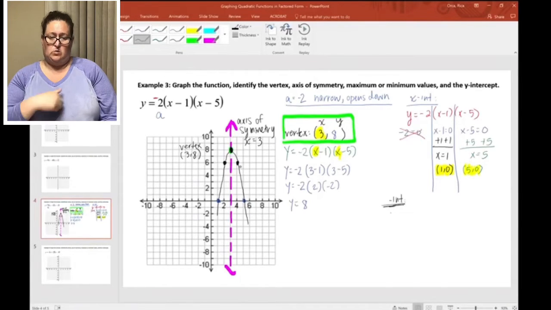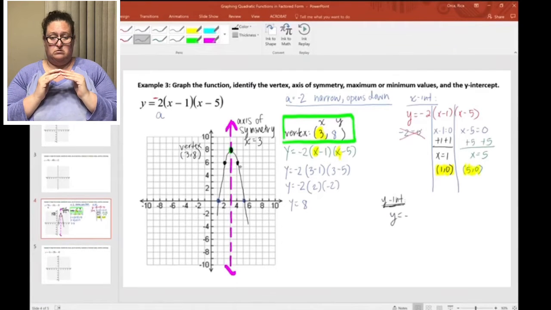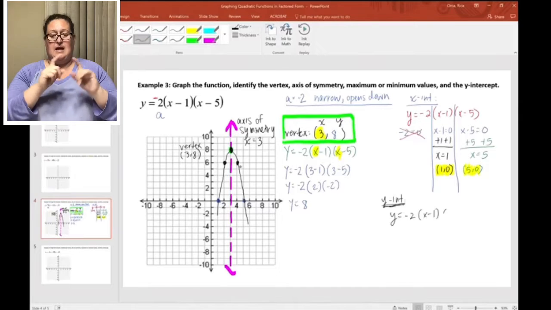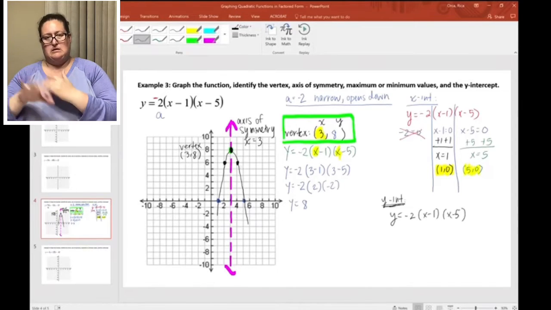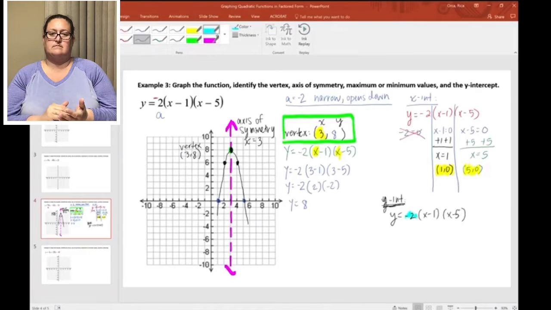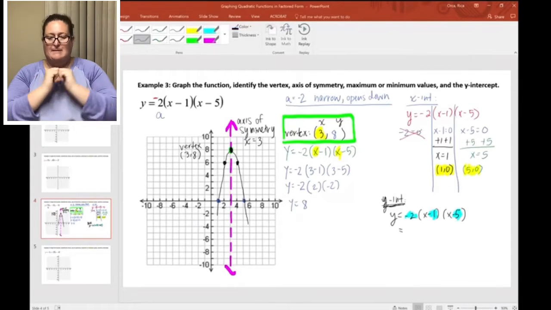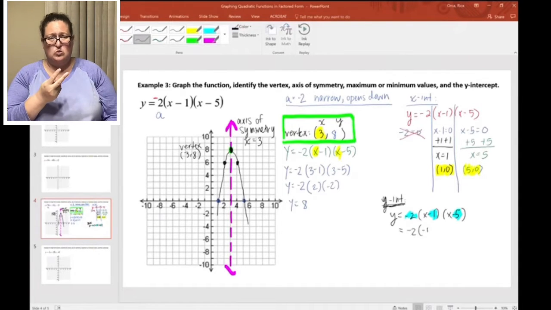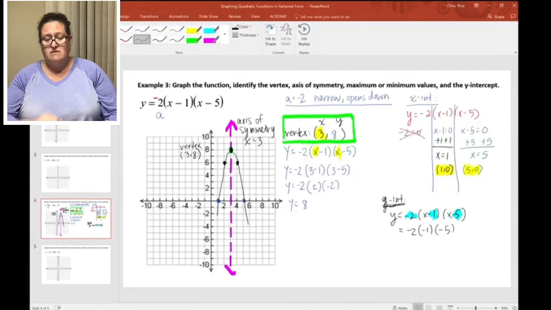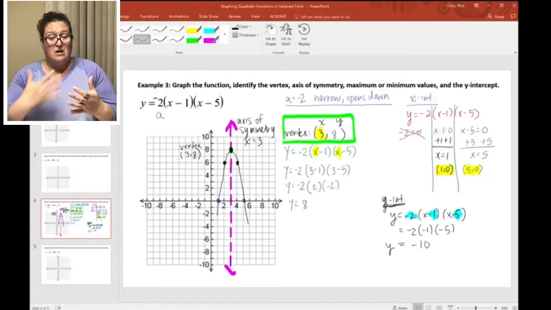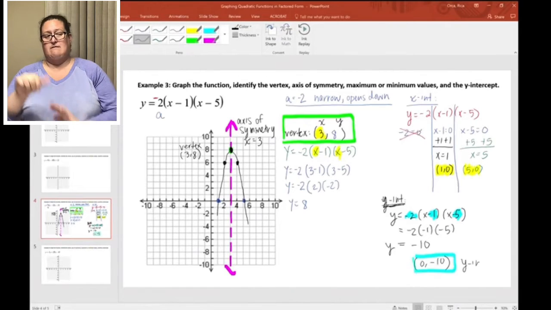We have y equals -2 times (x minus 1) times (x minus 5). Once again, take the numbers in your equation, -2, -1, and -5, and just multiply them together. So that's -2 times -1 times -5. -2 times -1 is 2, and 2 times -5 is -10. So class, the y-intercept is at -10. Another way to write that is (0, -10). So let's go ahead and plot a point at (0, -10).